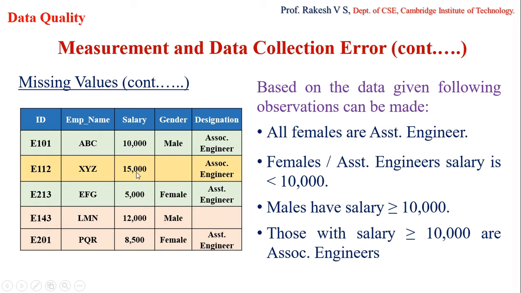Since salary is 15,000 here, and I have to find the gender, right? Since males have salary greater than 10,000, and the salary is 15,000 here, I can tell that this field should be filled by a male. And here also, I can see that generally female or assistant engineer salary is less than 10,000. And those who have a salary greater than 10,000 are associate engineers, so since salary is 12,000 here, this should be associate engineer. So this is how I can make the estimation.